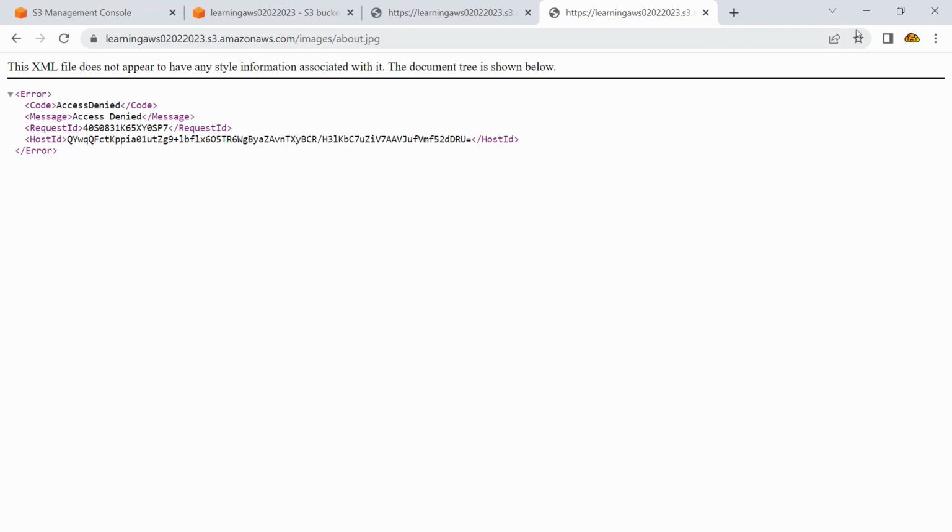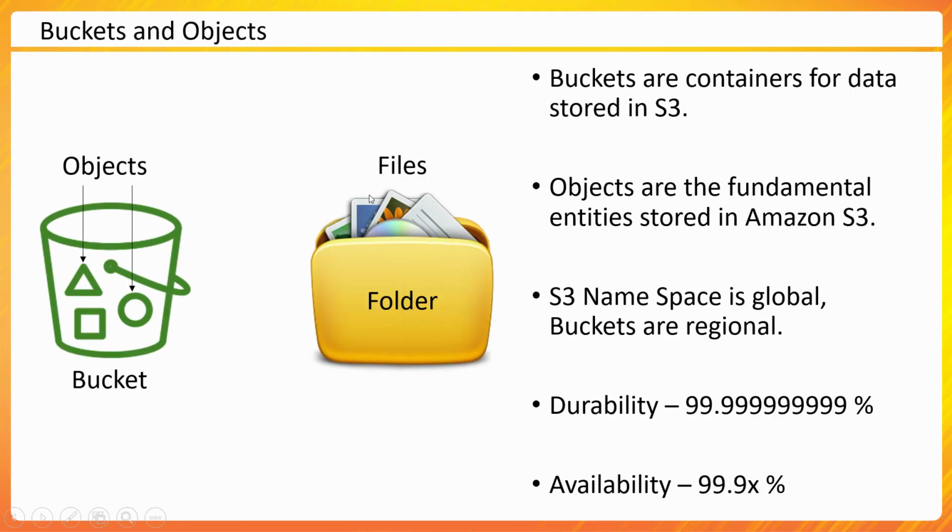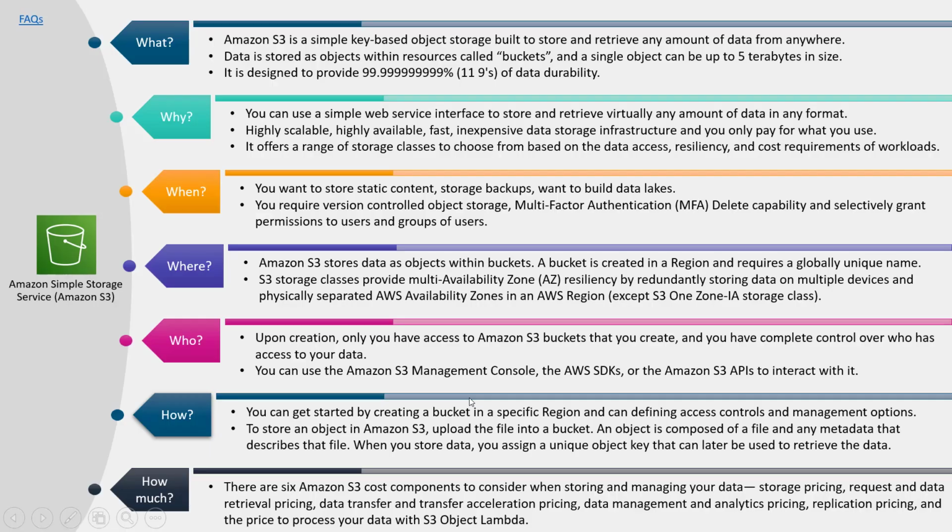Okay, so to summarize what we have discussed so far, we talked about what a bucket is, which is a container for data, and an object, which is a fundamental entity, similar to a folder and a file. There are buckets and objects. The namespace of S3 is global, but the buckets we create are regional. We talked about durability, 11 nines, and availability, 99.9x percent, which depends on the different storage tier. I'll talk about them. And now you could see this single page summary of Amazon S3.